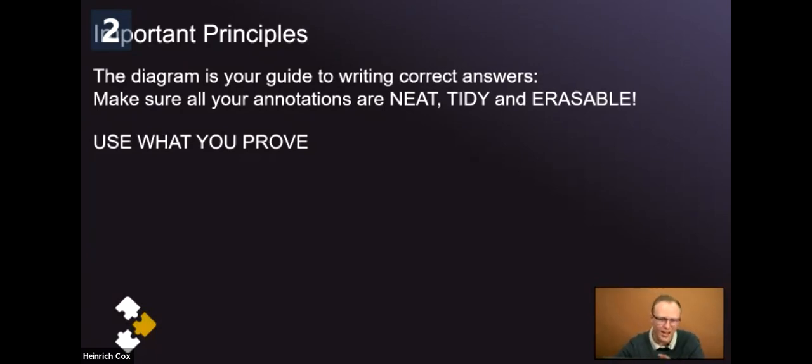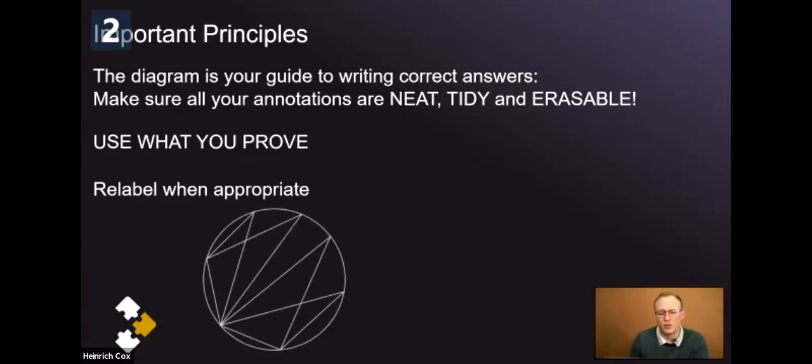Okay. And then the last principle I want to communicate to you is to relabel when it is appropriate to do so. So what do I mean by this? You might start with this particular problem that I have here and use angles in the same segment and call this angle Y and this angle Y. And then you say this angle is X and this angle is X. Great. But then you might find out that this chord is in fact equal to this chord. And then you've got that theorem of, okay, equal chords subtend equal angles.